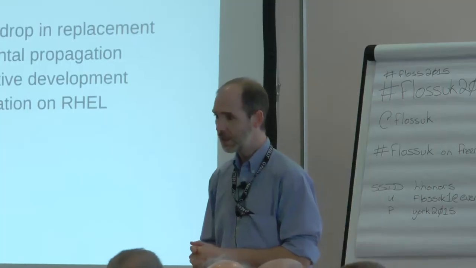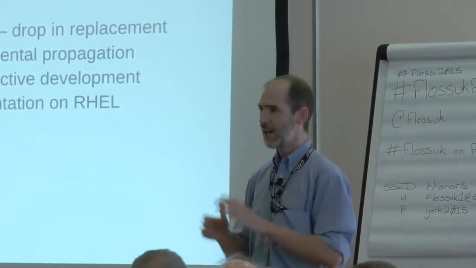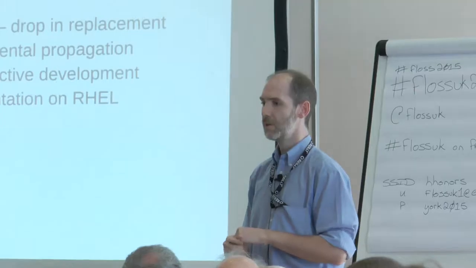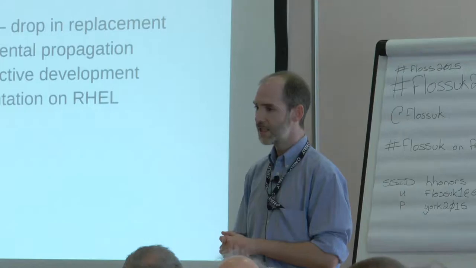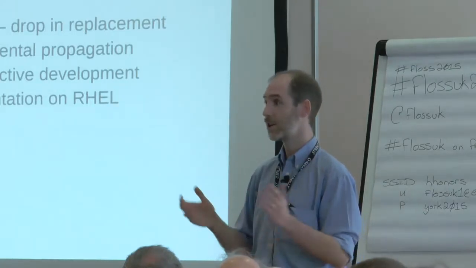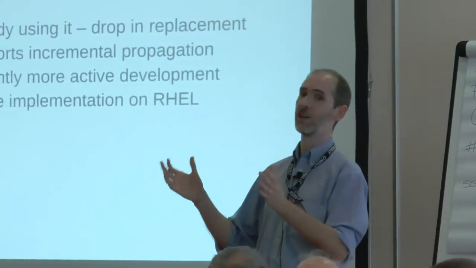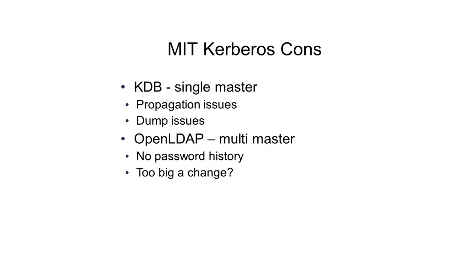So we went with MIT Kerberos. We were already using it, so in theory it was a drop-in replacement. We didn't need to re-engineer a lot of our systems. It now supports incremental propagation, which was a plus. There had been a time a few years ago when it was thought that Heimdal really was the thing that was pushing forward, but more recently the MIT stuff has been pushing forward. And it's the native implementation on Red Hat Enterprise Linux and derivatives, which is where we are. So it should be a drop-in. If we want to run the latest version of MIT Kerberos, it should also drop in nicely there.